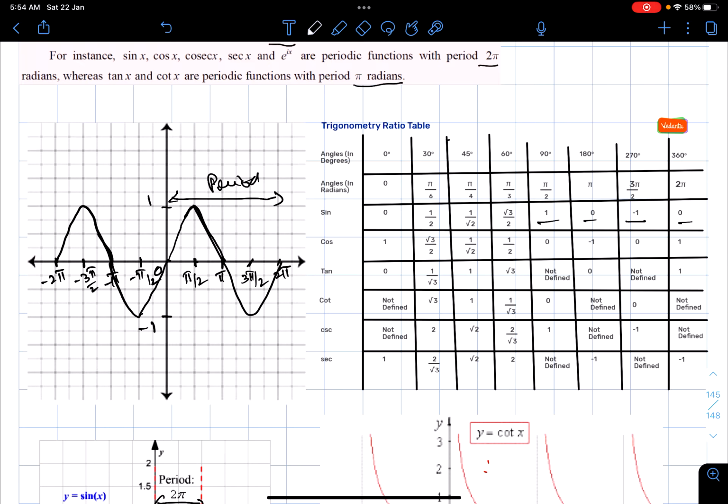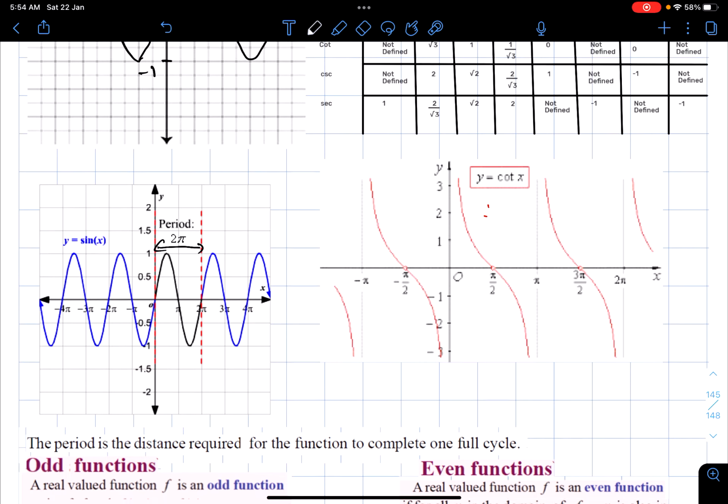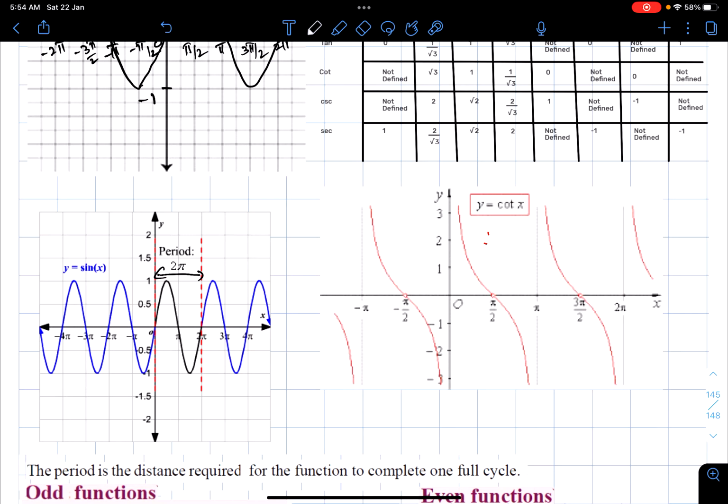I have given the trigonometric values also for you. And here for cot x, the period is pi, this distance from here to here, 0 to pi. So this is pi and this is 2 pi. So for some functions the period is 2 pi and for other functions it is pi.